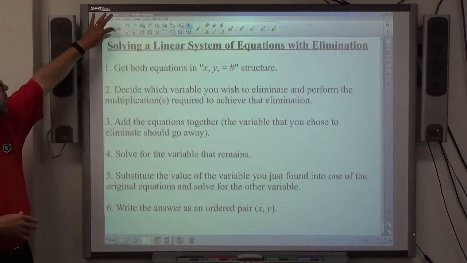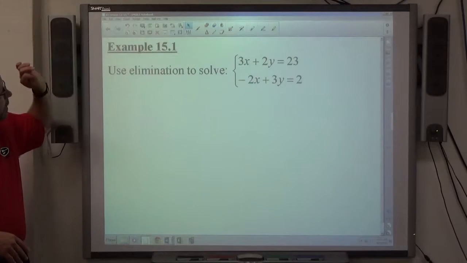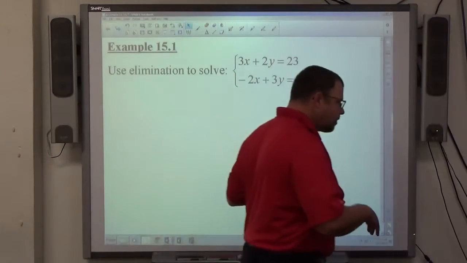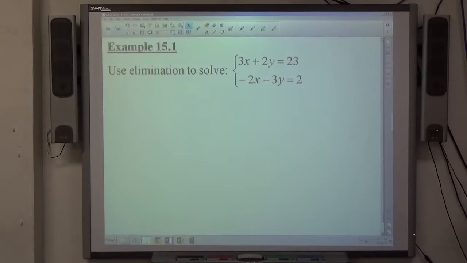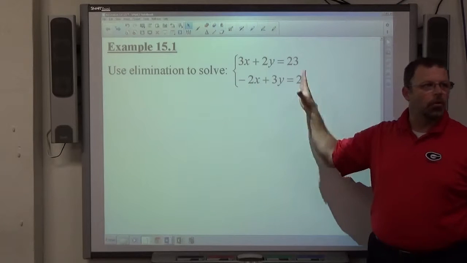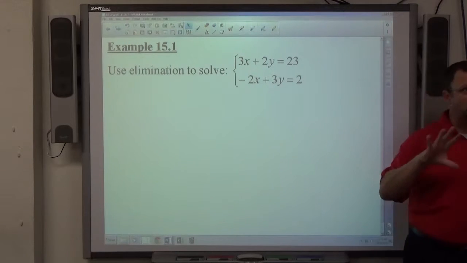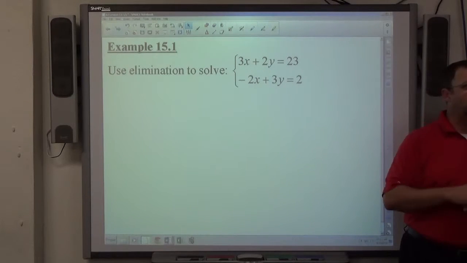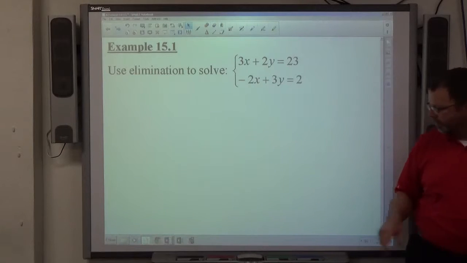That's how it works. So let's go ahead and go through the process here. Okay? So, use elimination to solve this. Notice the order is good. X, y equals number, x, y equals number. Order's fine. If it wasn't, the first step I'd do is I copied to my paper, I'd rearrange it so it was that order. Alright?